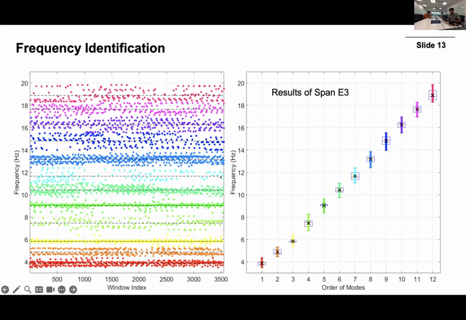For example, this is the frequency identification results of the data we collected on the East 3 span. So first, you can see here there are many points on the left. Each point represents the frequency identification results from one pair of signal windows. And this is already the clustered result. So you can see here, this is definitely a stable mode because we can see many points, their distribution is quite close to this central line.